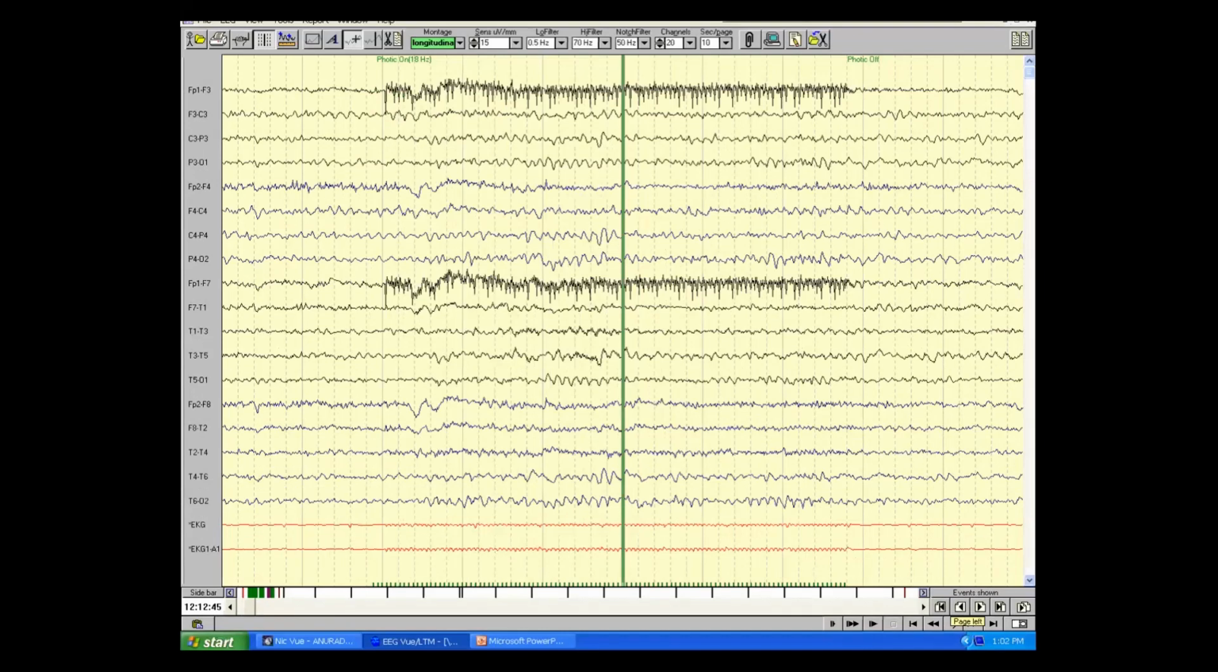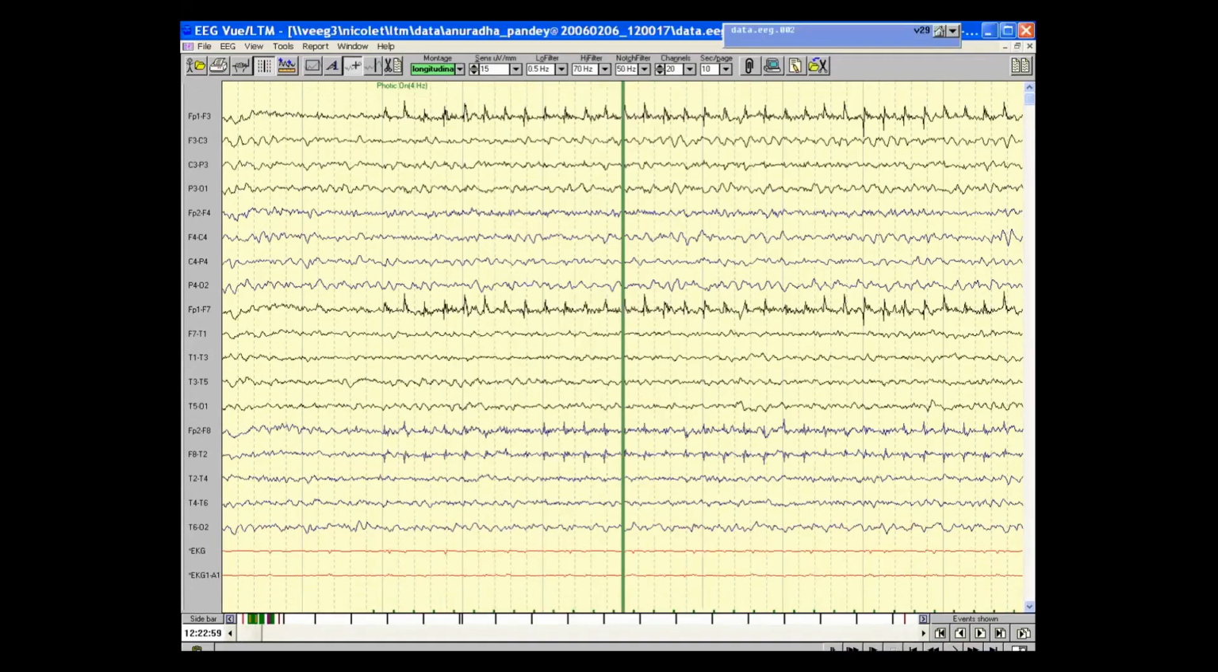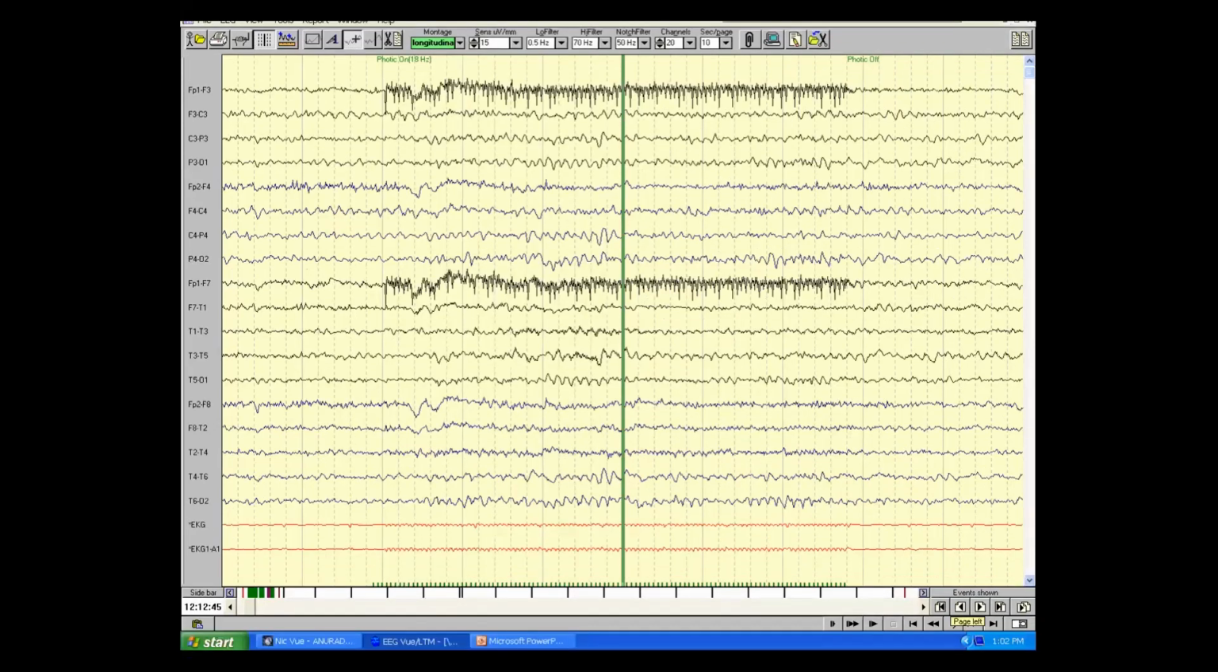So this is something you can identify: the photic is given at 4 hertz. You can see that the frontalis muscle is twitching at 4 hertz, mainly on the left side. So it's a photoelectric artifact.